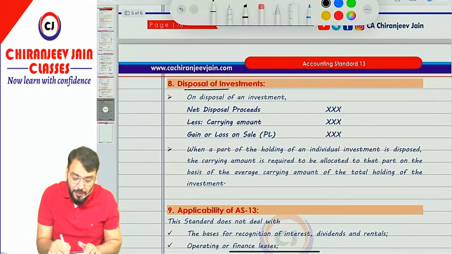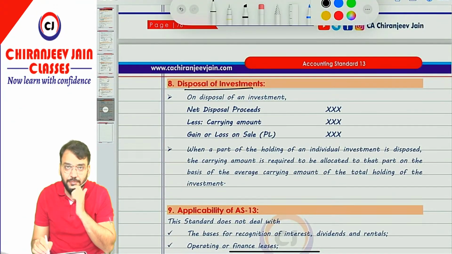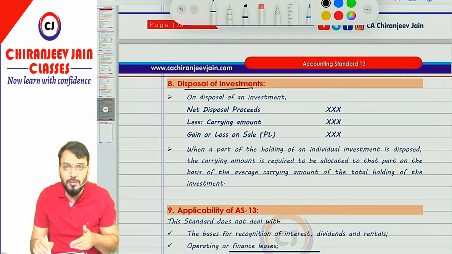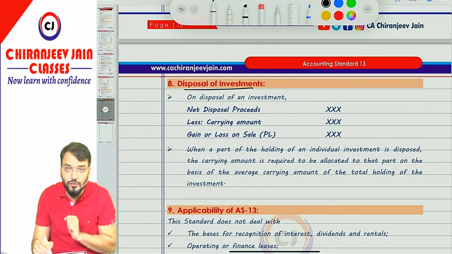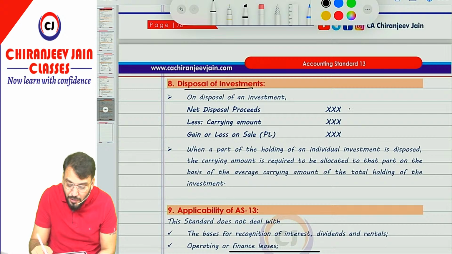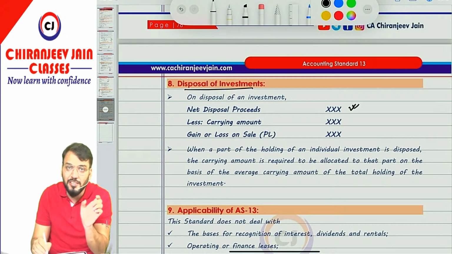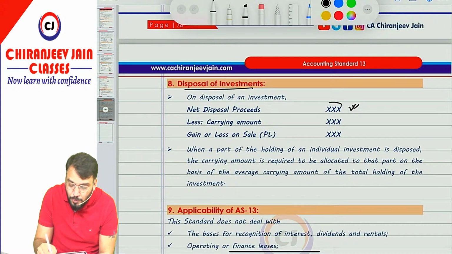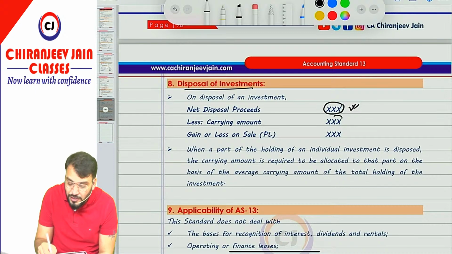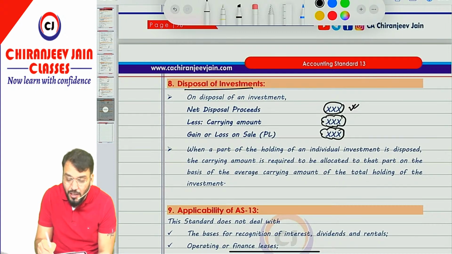Disposal of investment. Whenever there is a sale of investment, we need to calculate gain or loss on sale, and that gain or loss on sale of investment will be transferred to the P&L account. So how to find out that gain or loss on sale? We'll first find out net disposal proceeds. Net disposal proceeds means what? Sale proceeds less cost of disposal. From this, deduct the carrying amount of investment sold. This will become the gain or loss on sale of investment.